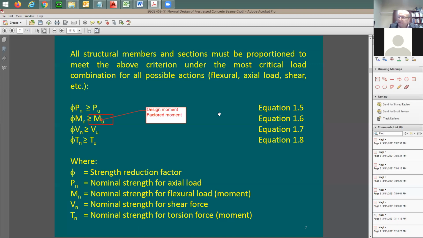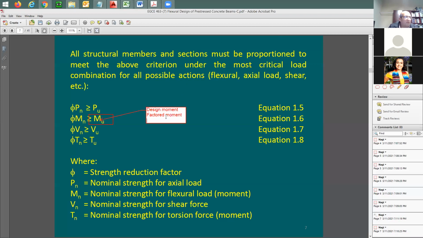What else? I need your help. Ultimate moment. Ultimate moment, yeah. Anything else? Any other names? I guess this should be enough, right?